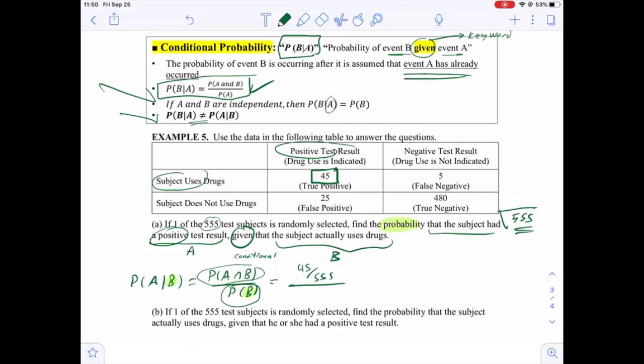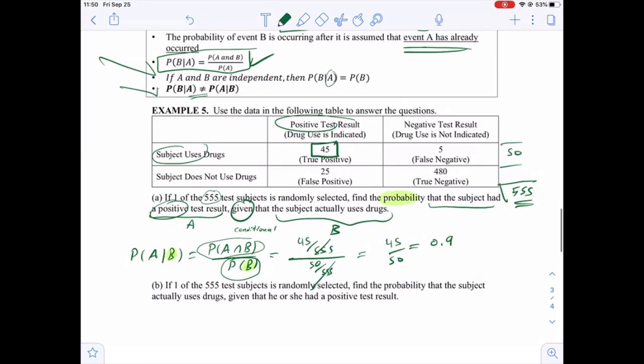So that is, the sum here is 50. So we have 50 over the total number of subjects, 555. We can cancel this number with itself because it's the denominator of both fractions. So we get 45 over 50. Now, finding this using the calculator, we get 0.9. That's the probability that the subject had a positive result given that the subject actually uses drugs.